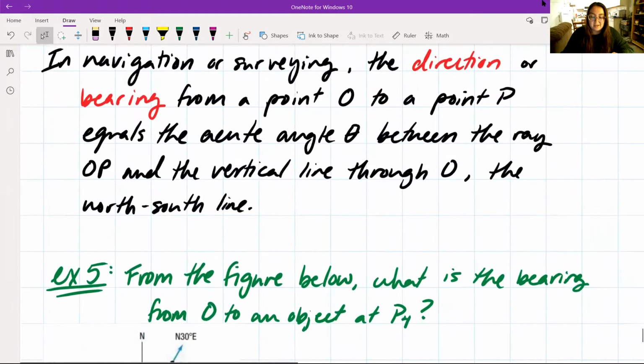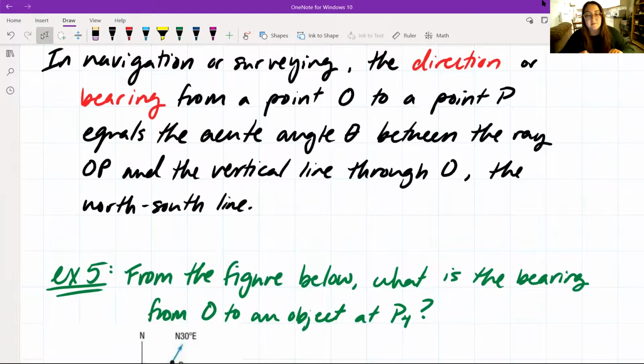Another application that we can use is what we call direction or bearing. In navigation or surveying, the direction or bearing from a point O to a point P equals the acute angle theta between the ray of OP and the vertical line through O, the north-south line. So this sounds kind of confusing. If you are ever given a problem like this where you do not have an image to go along with it, it is very important to draw out your plane.